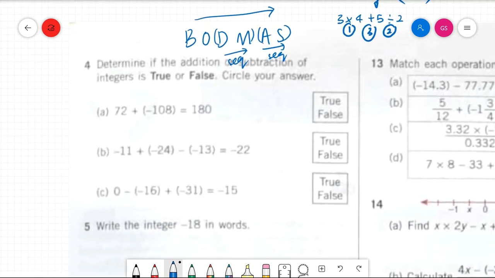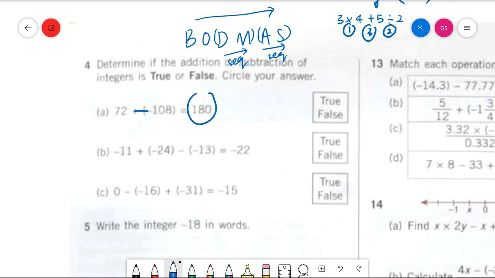So let's see. 7 plus minus, we know that plus minus, this whole thing becomes minus, because when a different sign will give you minus. That's what we learned. So it becomes 7 minus 108, you get negative 36. So this answer is wrong, because this is supposed to be a plus, then they will give you 180.